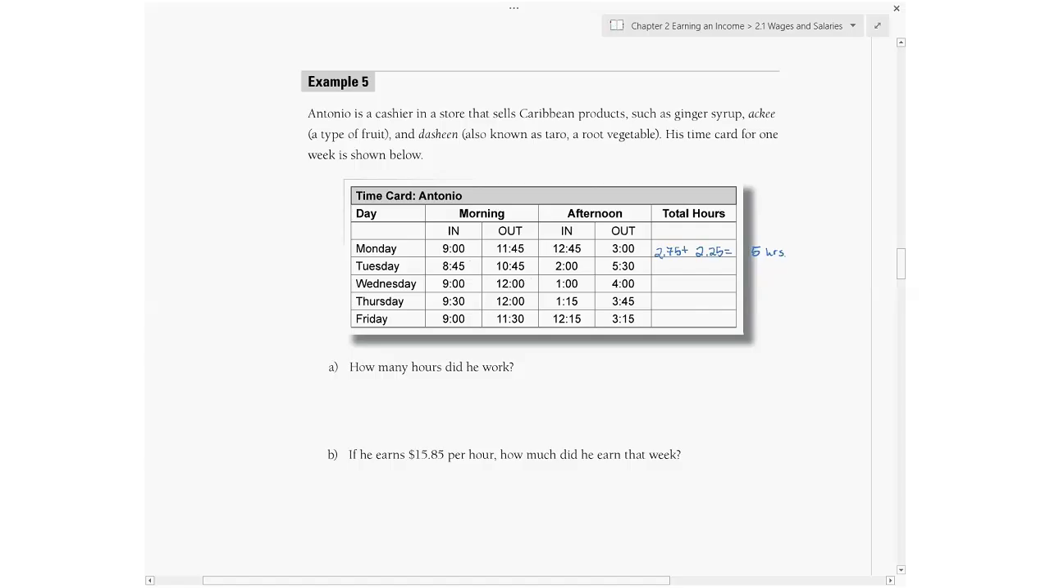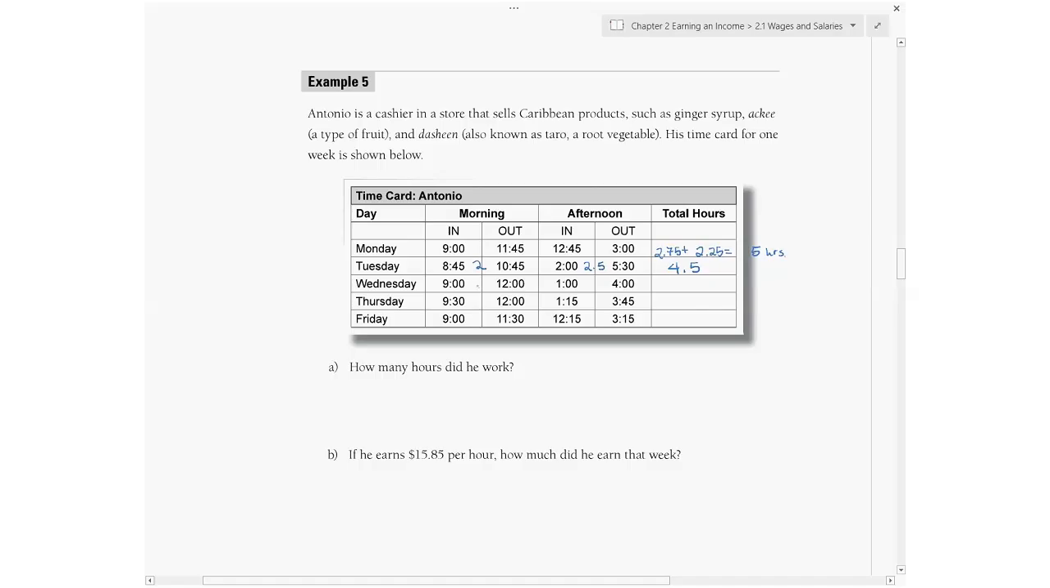So at any rate, we got 8:45 to 10:45, that's 2 hours. From 2 to 5:30, well, from 2 till 5 would be 3. 30 is half, that's 2.5 hours. So that's 4.5 hours. Remember, don't forget to change your minutes to hours. So this isn't 0.3, this is 30 out of 60, so that's 0.5.